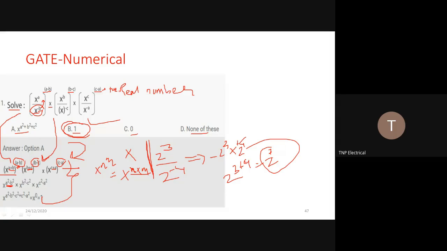Now, similarly, here we have b plus c and b minus c. If you multiply it, we get b square minus c square. Similarly, c plus a into c minus a, just multiply, you get c square minus a square. Now again, my friend, we have the base same. Means we have x to the power something, x to the power something, x to the power something, and it is multiplication. So when the bases are same, you just write it one time, and you can add all this.